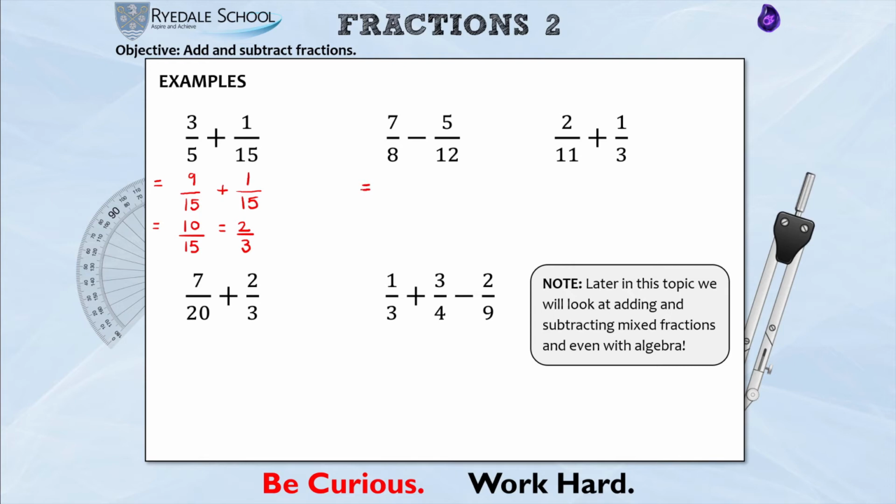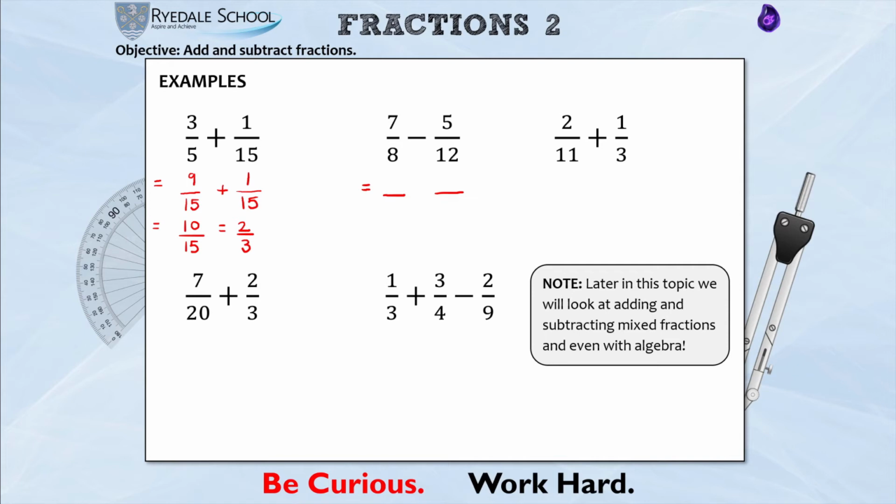Let's look at our second example, which is a subtraction. Now this time, there is no number that I can multiply 8 by to make it 12 without going into decimals. So we won't do that. So we're looking for a common denominator. And I'm going to have to change both fractions.